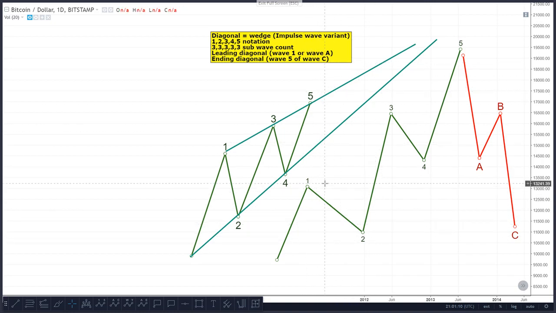We've talked about 1, 2, 1, 2 patterns, which can often be misinterpreted for a diagonal up until this point here. And we've talked a little bit about how to label the waves on all the different degrees.